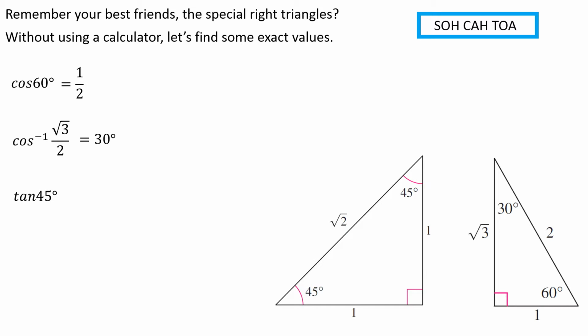Ooh, tangent. What is the exact value of tangent of 45 degrees? Well, it doesn't matter which 45-degree angle I choose, the opposite leg will be 1, the adjacent leg will be 1. 1 over 1. Of course, whenever possible, reduce the fraction. The exact value of tangent of 45 degrees is 1.